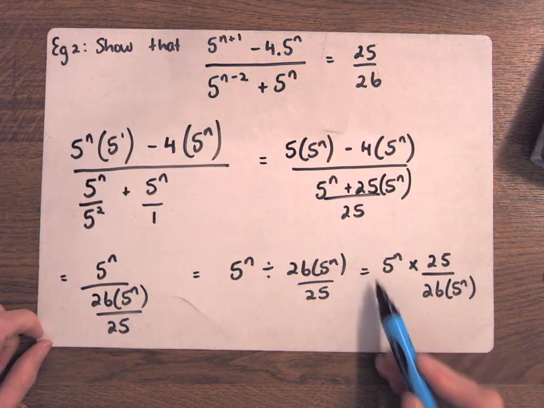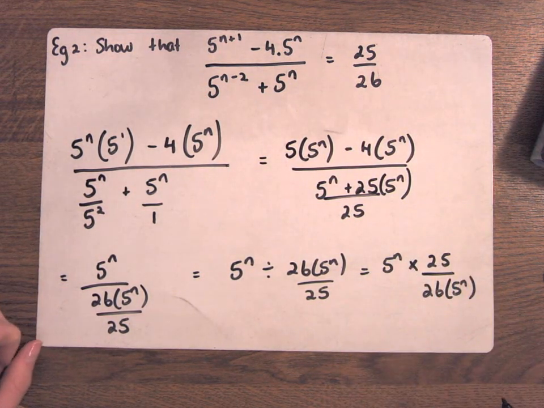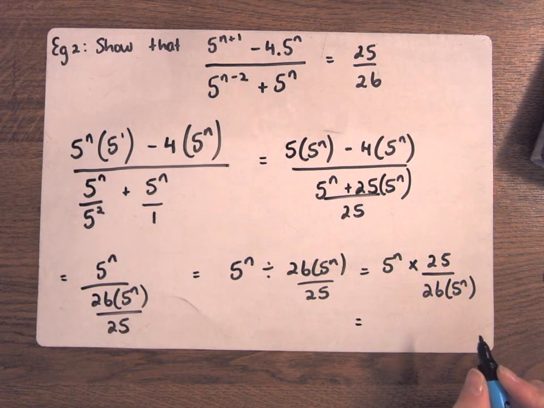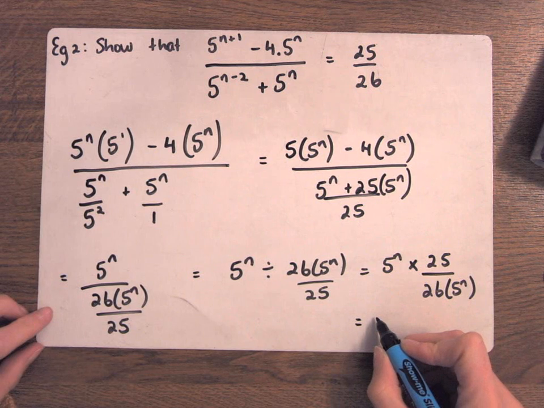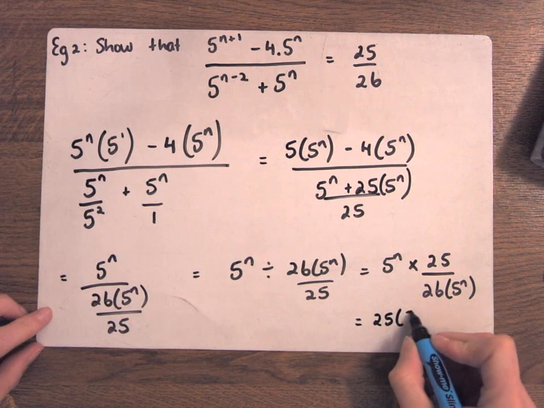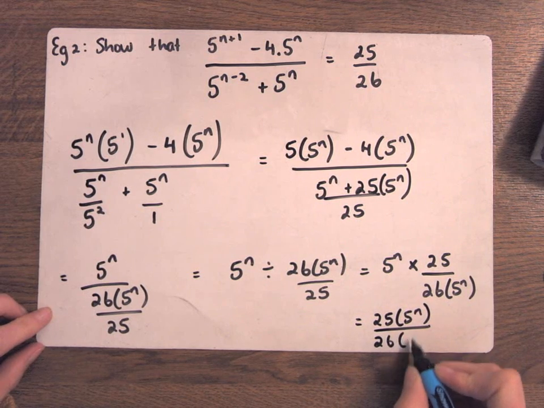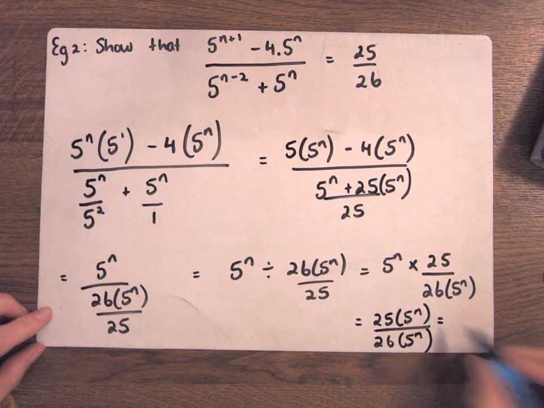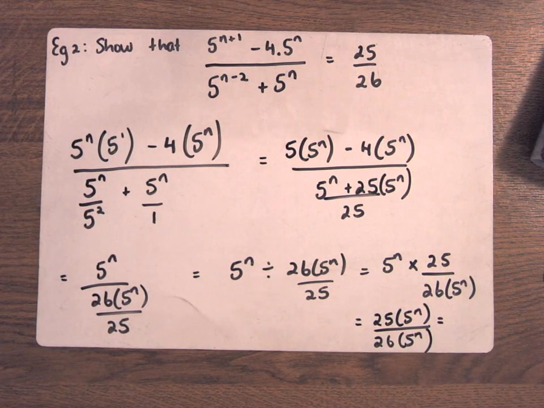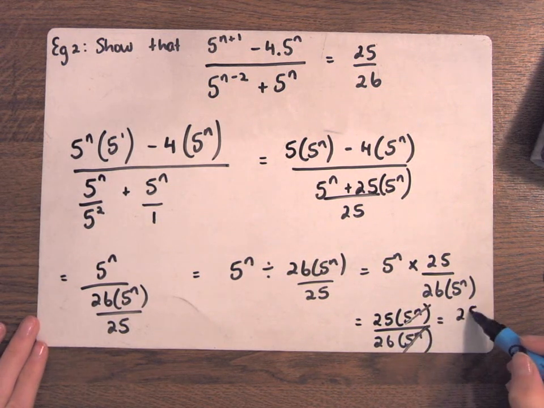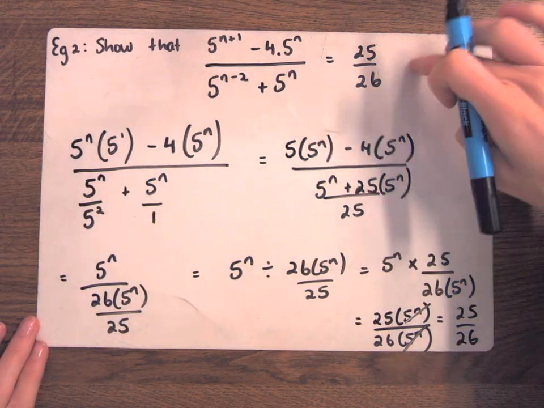What's going to happen here? It's fractions, so I'm doing top by top. 25 times 5 to the power of n over 26 times 5 to the power of n. Cancel the 5 to the power of n's, exactly. My answer is 25 over 26, which is what they wanted me to show.